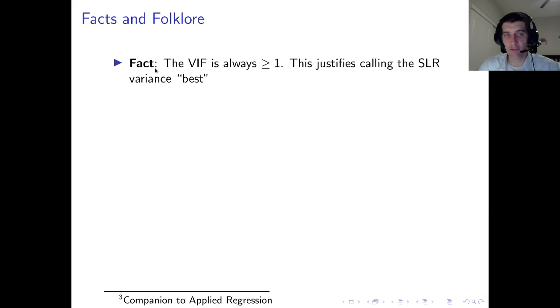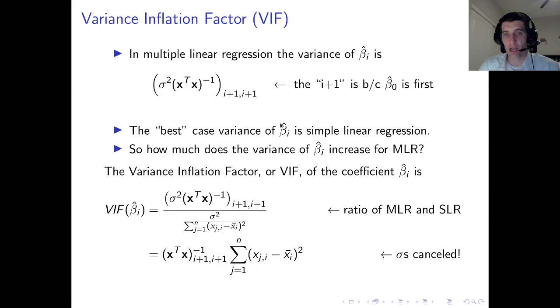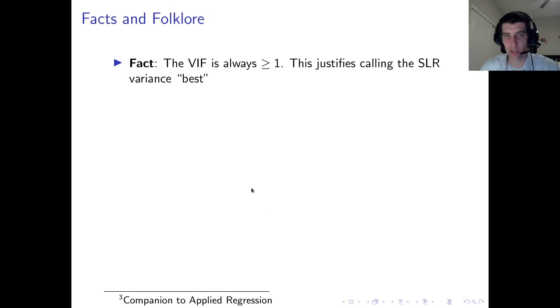So a fact is that the VIF is always greater than or equal to 1. The reason for this is that the simple linear regression variance, as I discussed, is the best case of the variance. Okay, so this is the smallest variance we can have, using a simple linear regression model with a single predictor. And so the smallest that this variance inflation factor can be is 1. Okay, so it's a fact, variance inflation factor is always greater than or equal to 1.